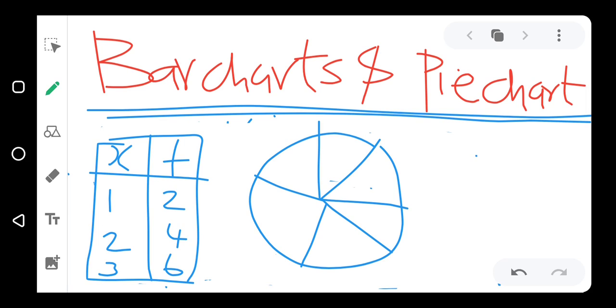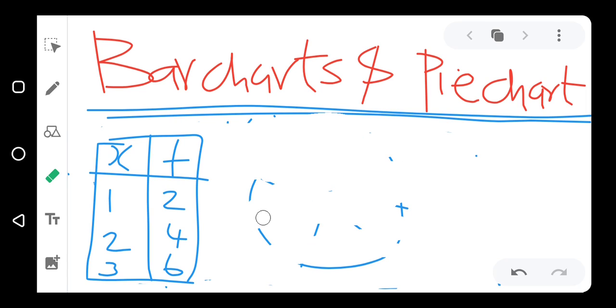So how do we determine the frequency for each of the values, each of the data given to us? That is 1, 2, and 3. Now we know that the total angle in a circle is 360. So for us to find the sector, or the pie, we check the total frequency, that is 2 plus 4 plus 6, which is 12.